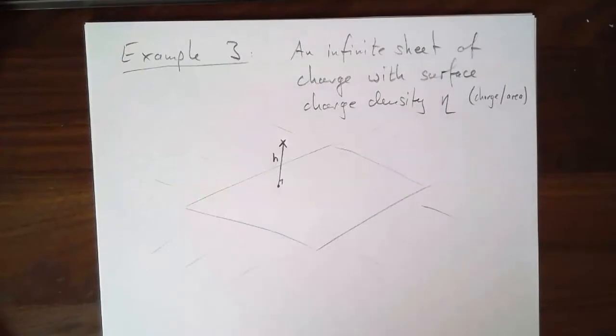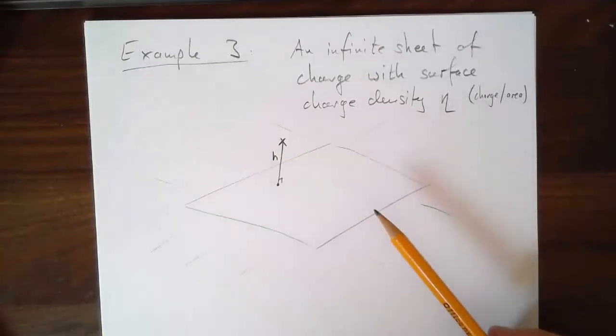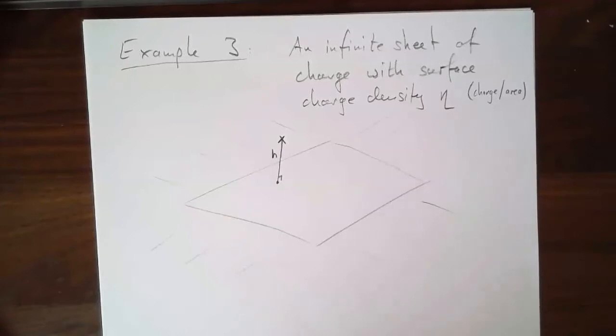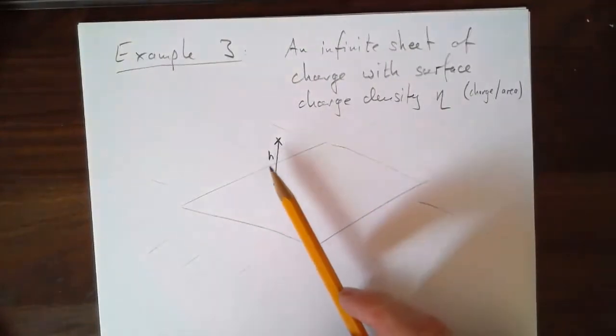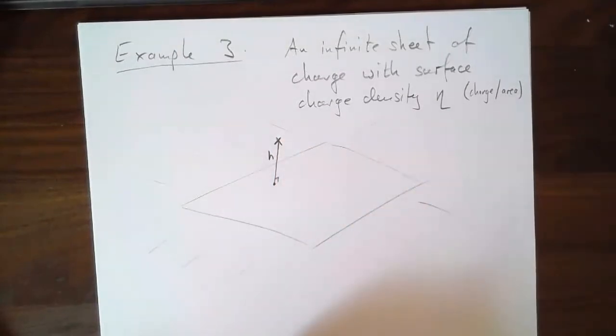So the example now is an infinite sheet of charge with a certain surface charge density, meaning every, say, square meter of the sheet has 2 coulombs. So depending how many square meters you get, that determines the number of coulombs you're going to get. And we want to figure out the electric field a certain height above the sheet.